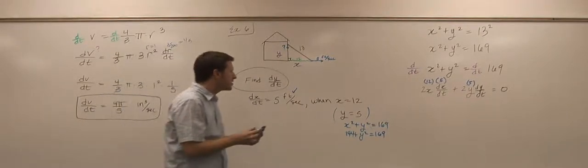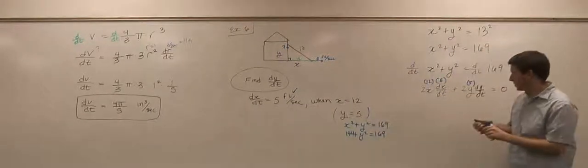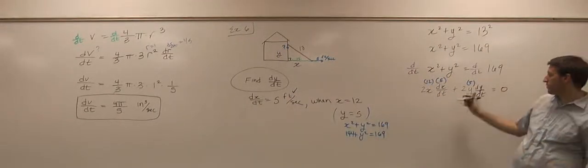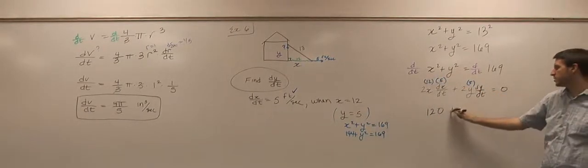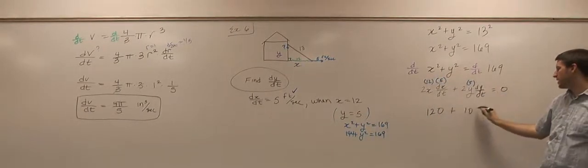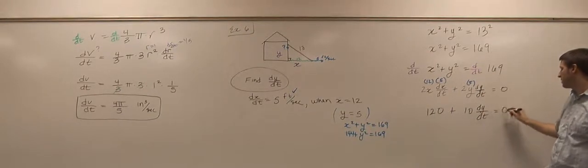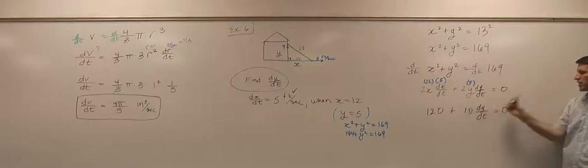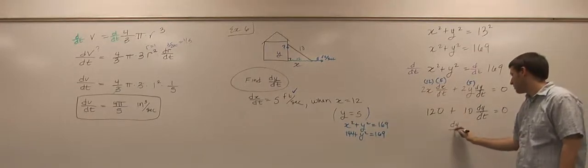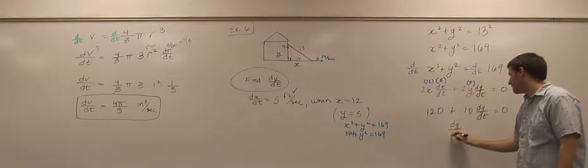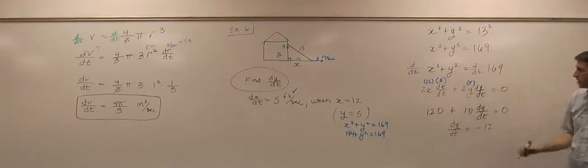So what do we get here? 2 times 12 times 5. 24 times 5, or 10 times 12, 120. Plus 10 dy/dt equals 0. So you subtract the 120, divide by 10. dy/dt is negative 12.